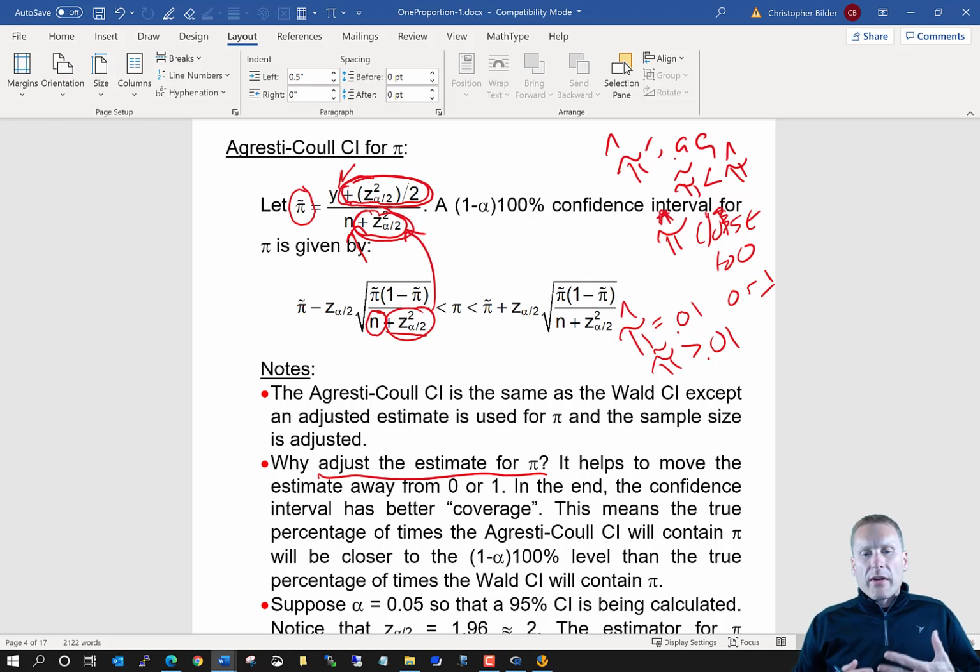Notice how we use that estimate throughout our equation there. Basically it's going to move the interval a little bit farther from that edge of what pi could actually be. And this is what ends up producing a better interval.